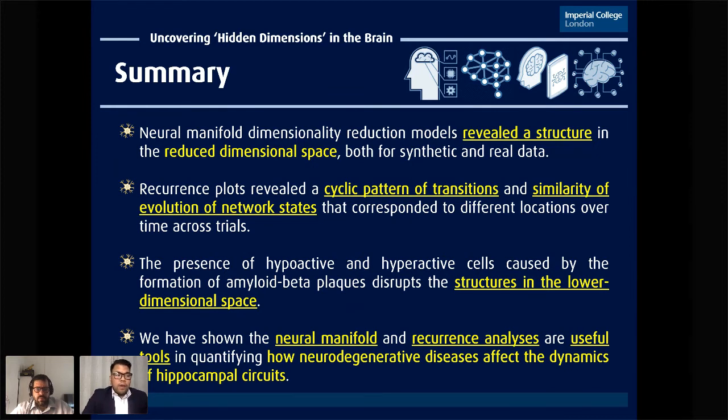And when we consider the effects of amyloid beta plaques on the dynamics of the cells that are near and far away from the plaques, causing hyperactivity and hypoactivity respectively, we can see that the structures in the lower dimensional space are disrupted. We have also shown that the neural manifold and recurrence analysis are useful tools in quantifying how neurodegenerative diseases affect the dynamics of hippocampal circuits. So we can use these analysis techniques in quantifying how the dynamics of hippocampal cells change during the progression of Alzheimer's disease.